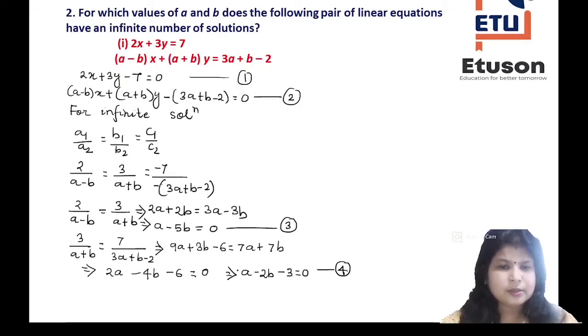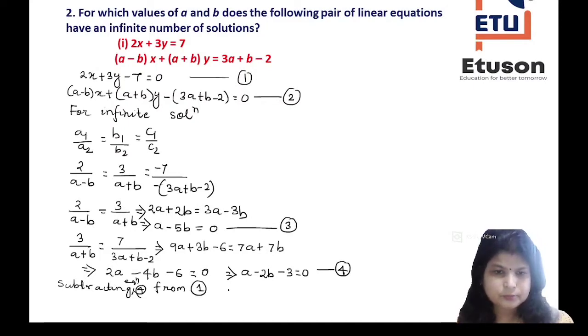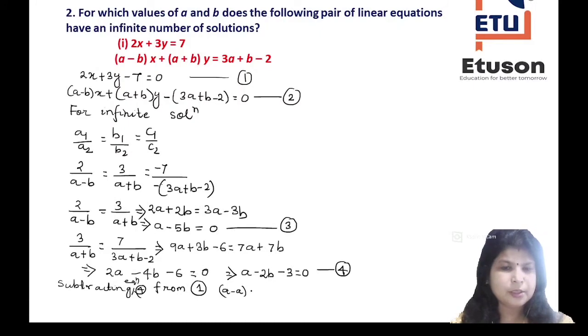Now you can see the coefficient of a and b in 3 and 4 is the same. So directly, if you subtract equation 4 from equation 1, what do we get? You get a minus a, right? So here you have minus 5b, so minus 5b plus 2b.